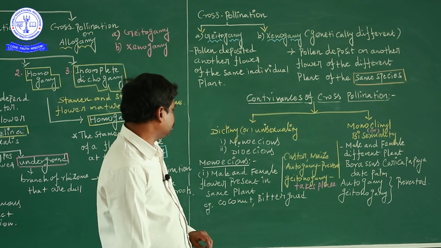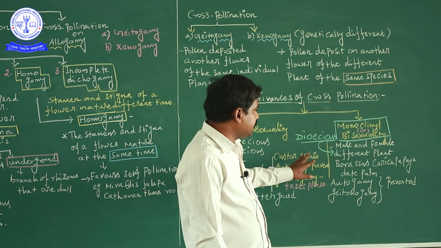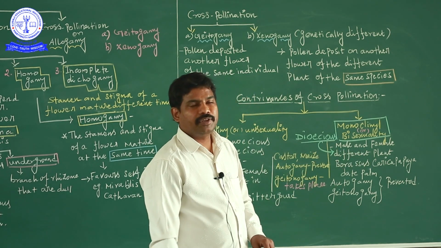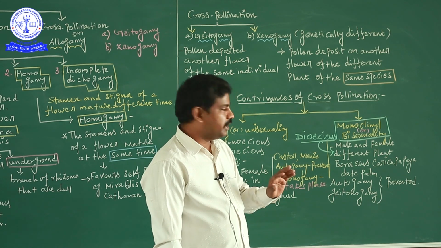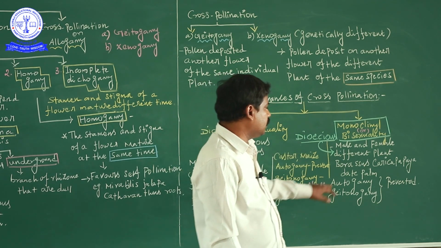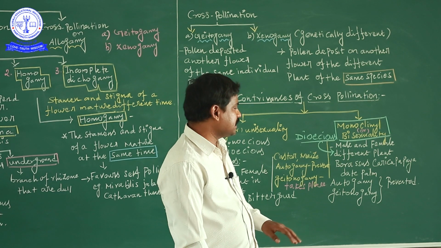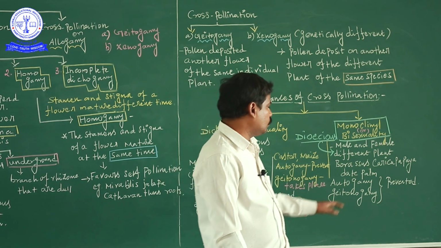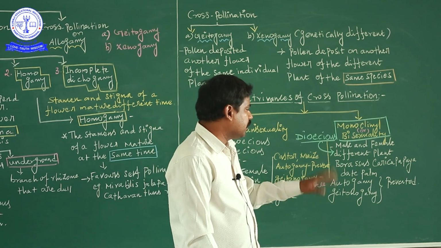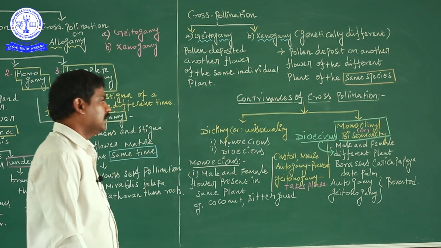Okay, and then dioecious. What is meant by dioecious? Dioecious means male and female in different plants. Male and female, anther and stigma, are produced in different plants. So that is called dioecious. The examples are Borassus, Carica papaya, and also date palm. Autogamy and geitonogamy have also been prevented. That is called the dioecious character.